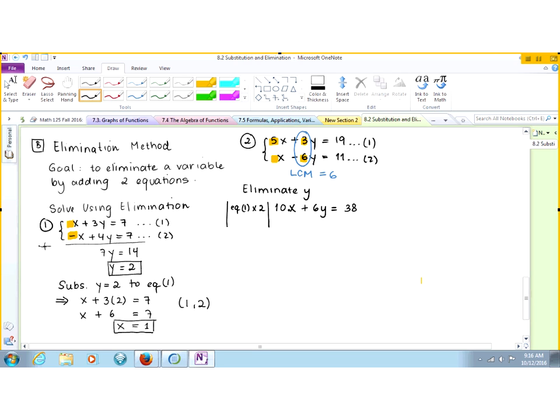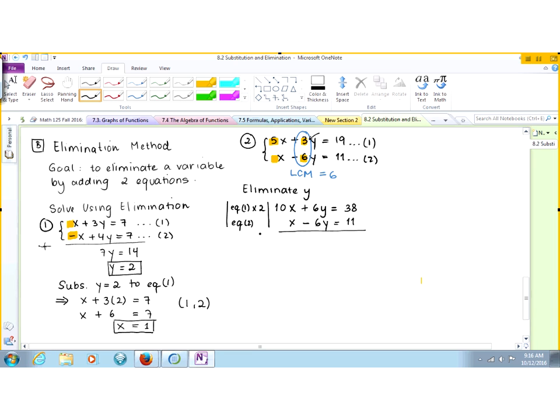We leave it the way it is. So x minus 6y. Equation 2, we will just copy. So x minus 6y is equal to 11. Are we okay so far? Why do I multiply equation 1 by 2? Because I need a 6y. The idea is I have a 6y on top. Make sense? That's why I have to multiply by 2, because I need a 6y on top so that when I add, I can cancel with negative 6y.